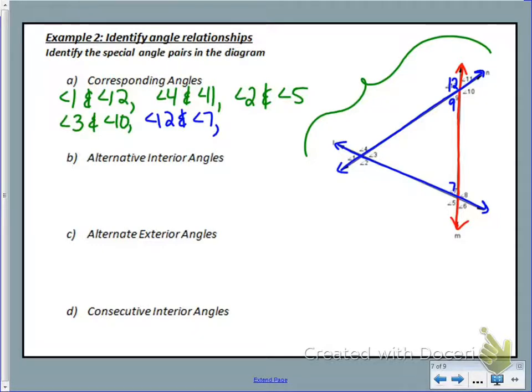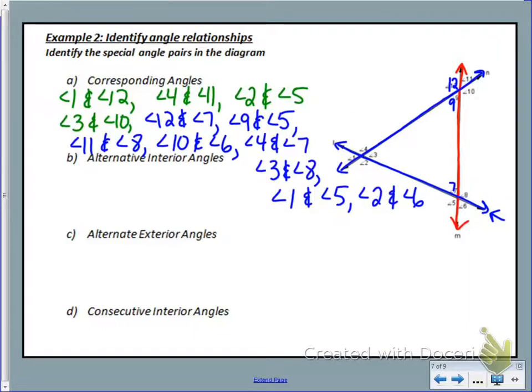I'm going to have you go ahead and try and find the rest, so pause your video and try and find the rest of the angles along this transversal that would be corresponding, and then continue on and use line L as a transversal. So you have 5 more corresponding angle pairs to find. Go ahead and find those now.